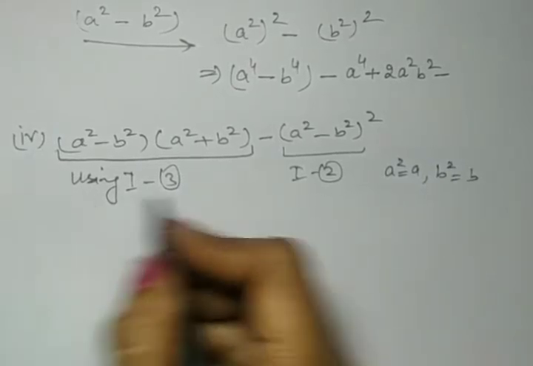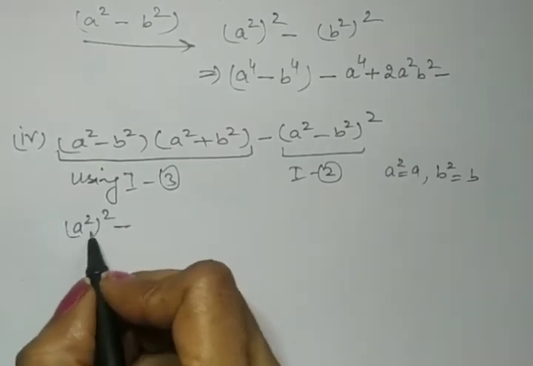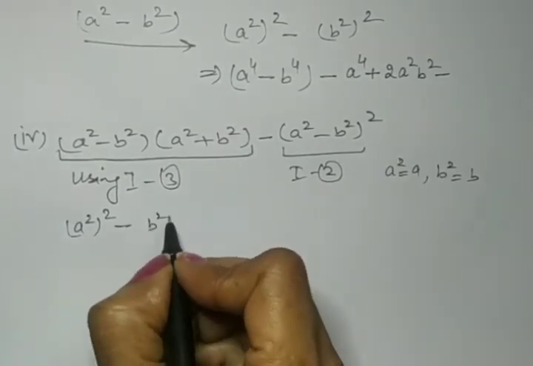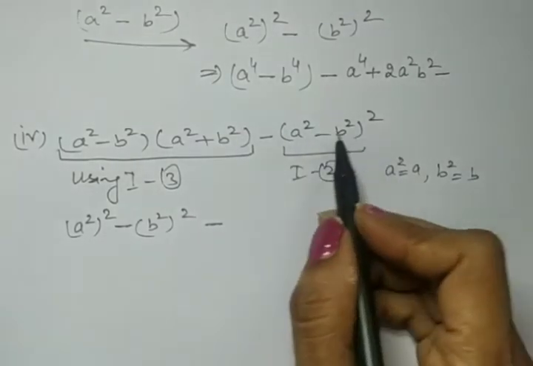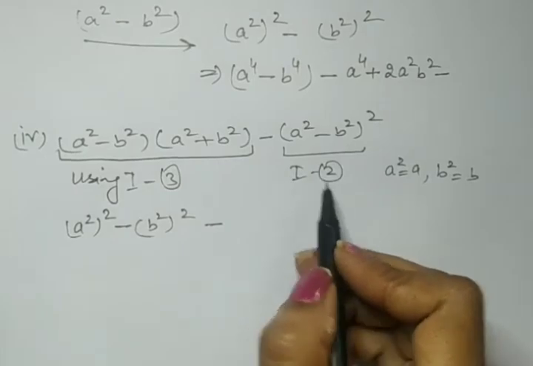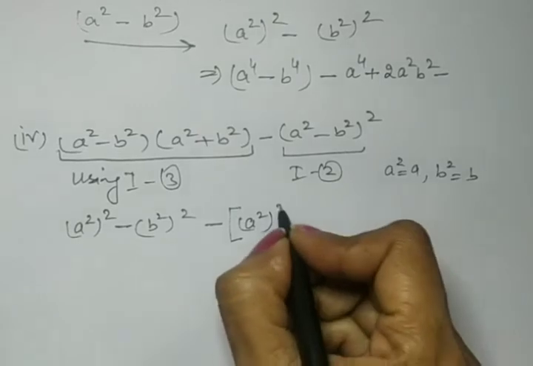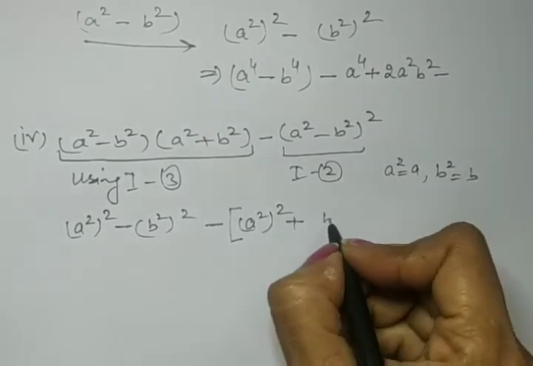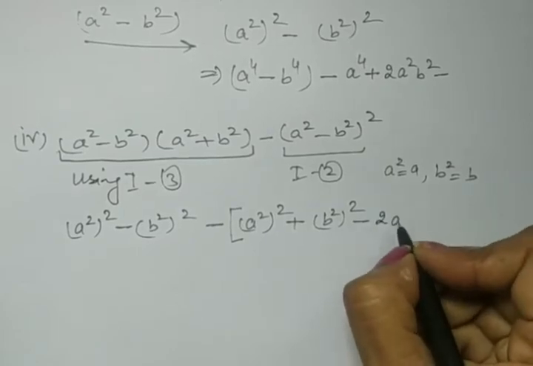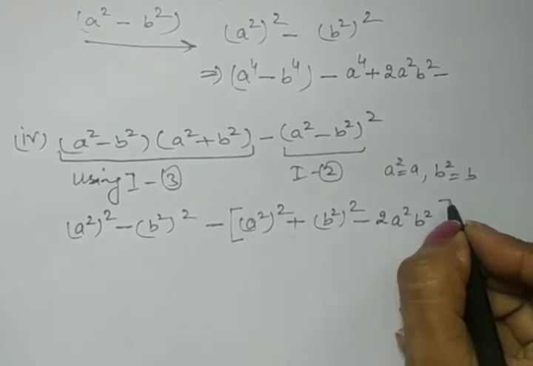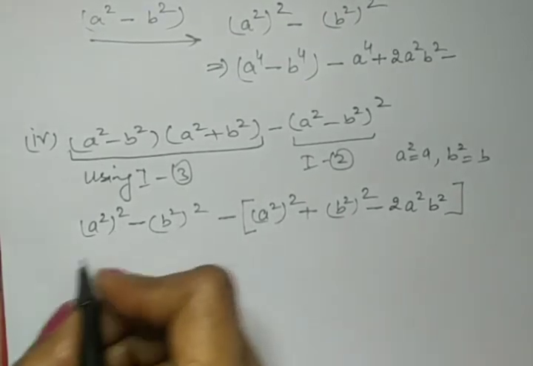Now use these identities. What we will get? We get square of a square minus square of b square, minus, open this algebraic expression by using identity 2. So we will get square of a square plus square of b square minus 2 multiplied by a square multiplied by b square. Now open this bracket and simplify these terms.